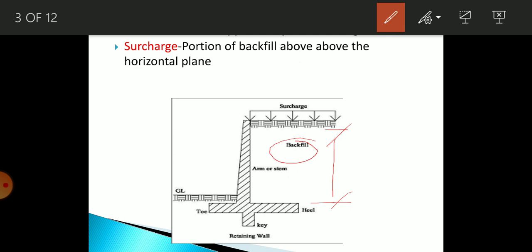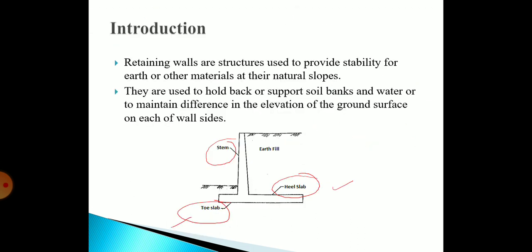Then next is surcharge. It is the portion of backfill above the horizontal plane. You can see this is the horizontal plane. Above this horizontal plane, if there is any inclined backfill, then this is also called surcharge, and this angle of inclination is called the angle of surcharge. Or if there is any UDL applied over this horizontal plane, then it is also called surcharge.